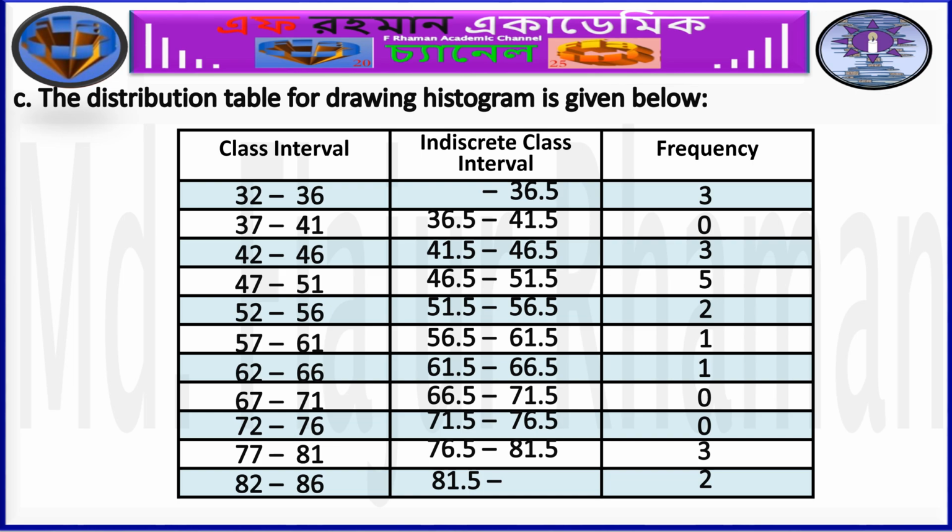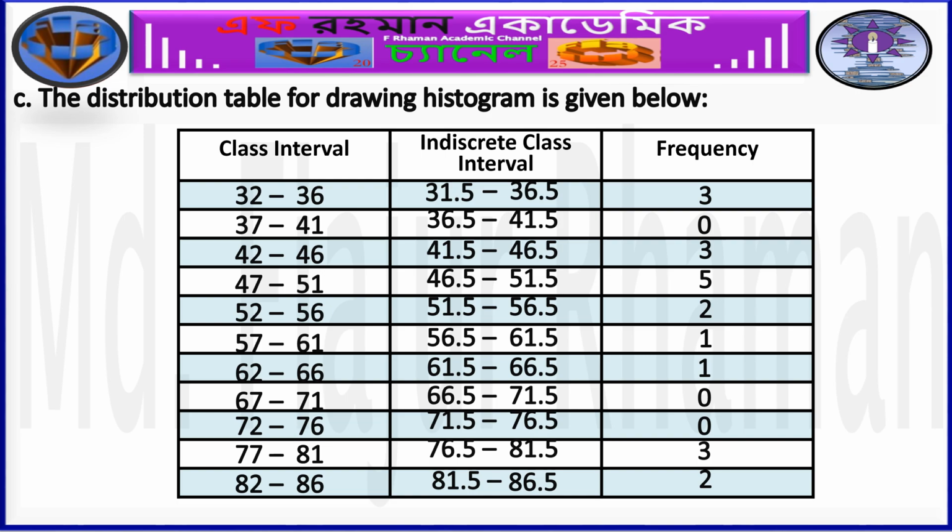If we subtract 5 from 36.5, then we'll get the lower limit, because the class length is 5, and it is 31.5. Similarly, if we add 5 to 81.5, then we will get the upper limit and it is 86.5. It is the way of making the discrete class intervals into indiscrete class intervals.